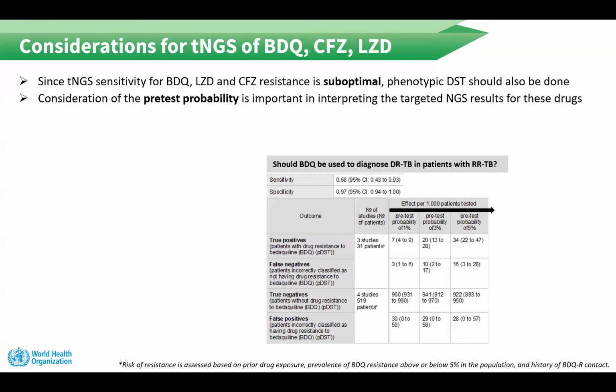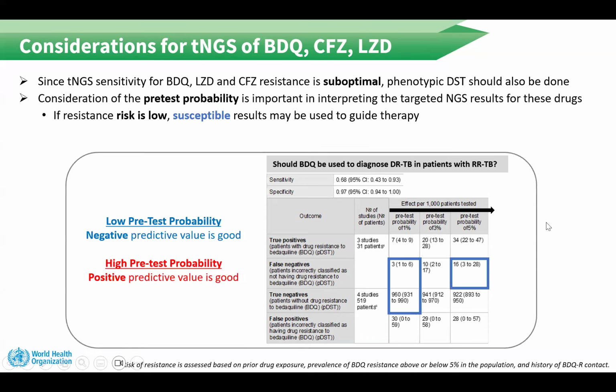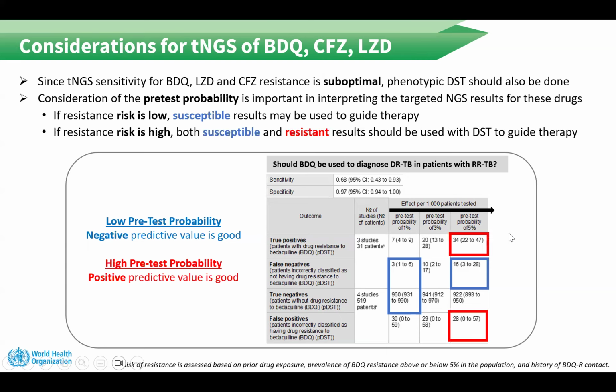Consideration of pretest probability is important, as shown in the table on the bottom, where you see the outcome of true and false positives and negatives on an effect of 1,000 patients tested across a range of pretest probabilities. If risk of resistance is low, the susceptible results may be used to guide therapy, where you can see at a lower pretest probability, the number of false negatives is much lower than the number of true negatives. However, that number increases as the pretest probability increases.